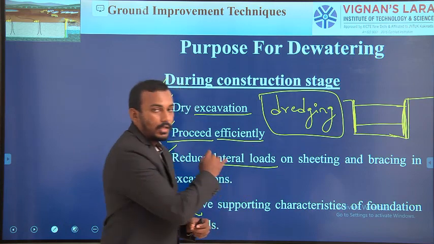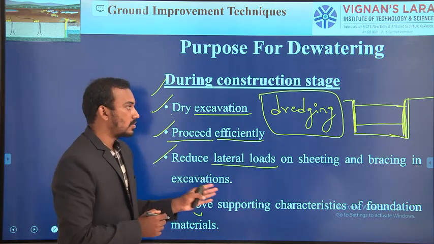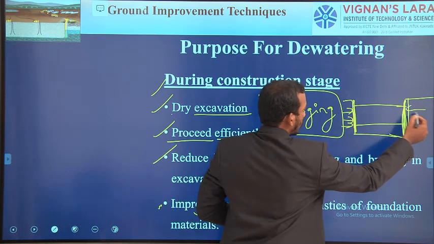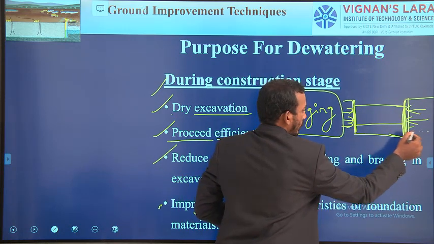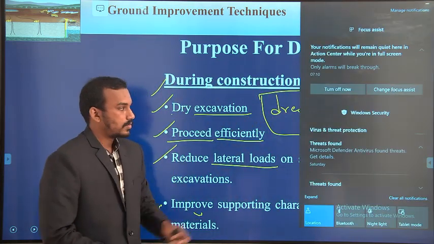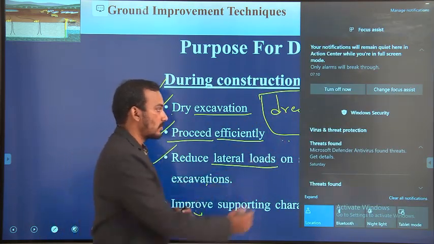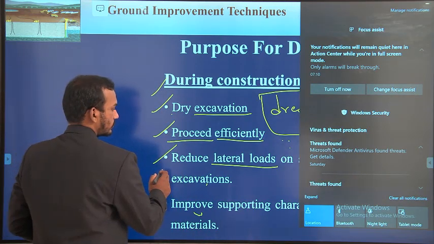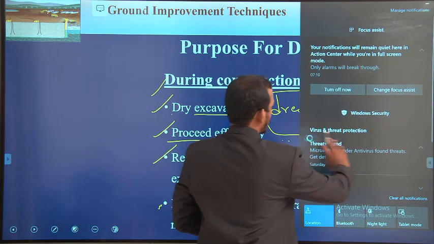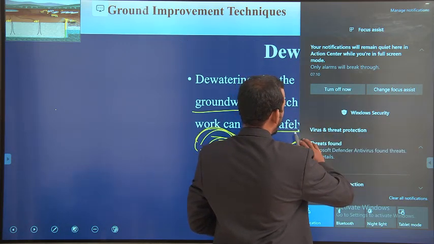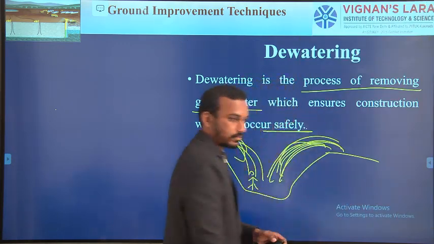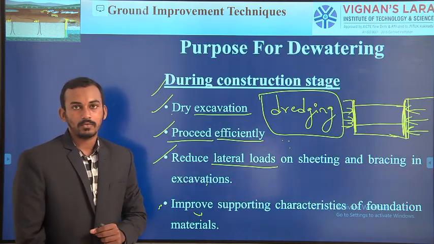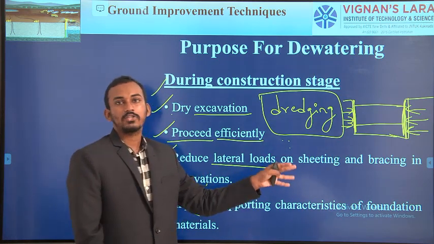So if we use these dewatering methods, it reduces the lateral load. The load coming from the soil onto the sheets is going to reduce. So this is one of the purposes of using the dewatering method: to reduce the lateral loads on sheeting and bracing.